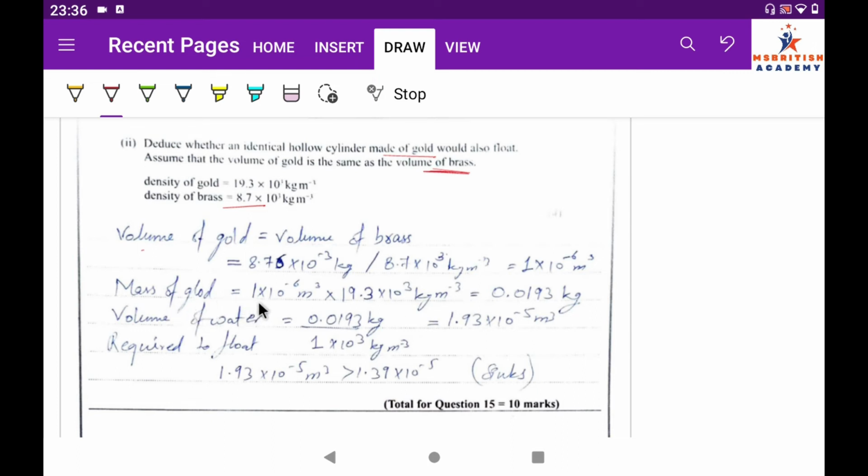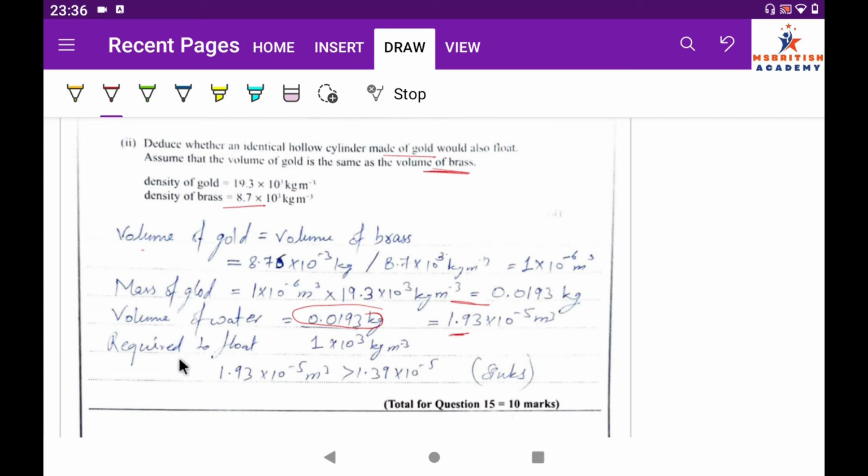Now the mass of gold is volume into density, and density is here, so after calculating, this will be our mass of gold. So it will be 0.0193 kg, and the volume of water will be the mass displaced. We divide the weight by the density of water, and we will get the volume of water displaced.